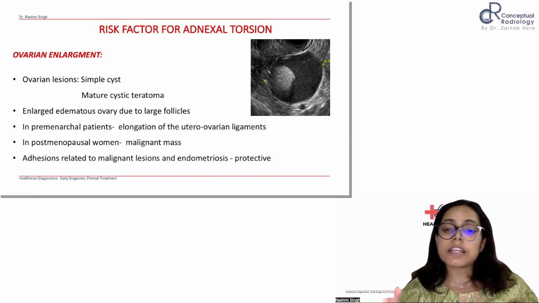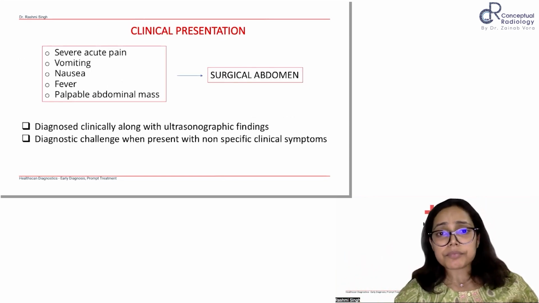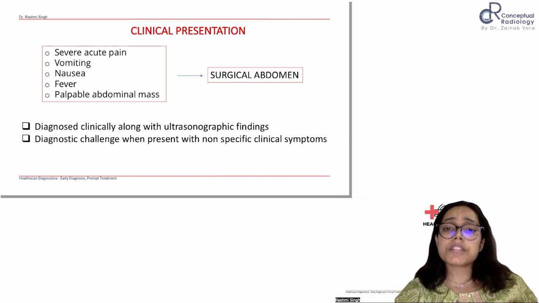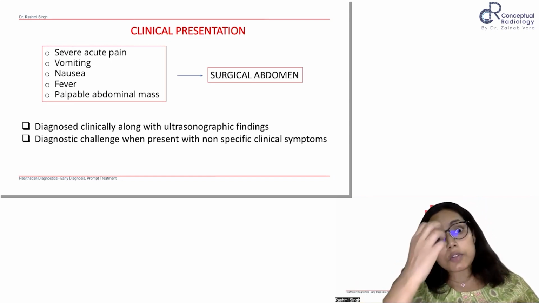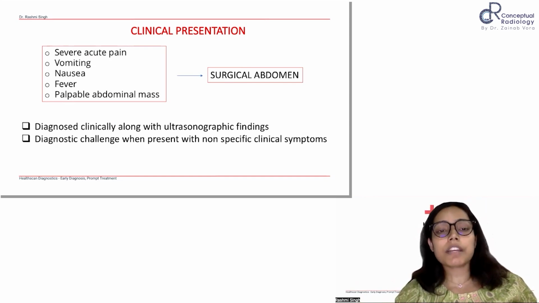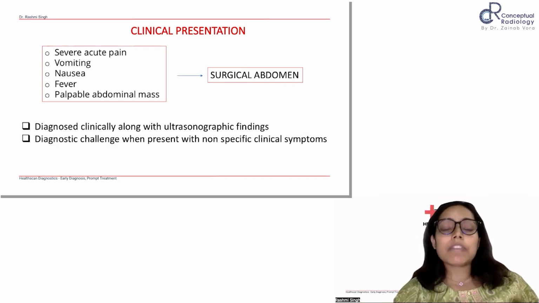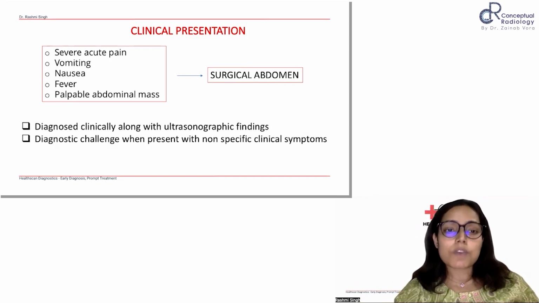So adhesions are protective because they will prevent the ovaries and adnexa from being twisted. Now, how does this patient present clinically? There will be a history of severe acute abdominal pain. They will often have a history of nausea, vomiting, fever, and if there is an associated mass in the pelvis, it will be present. The mass can be palpable on examination.